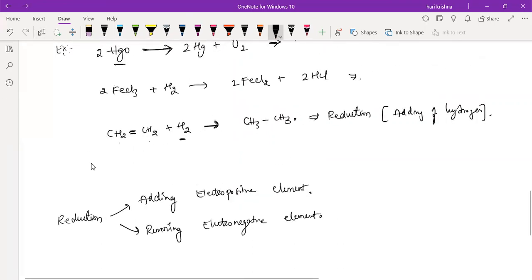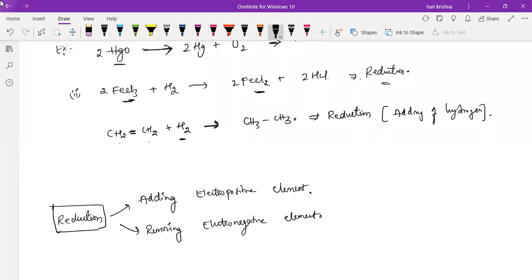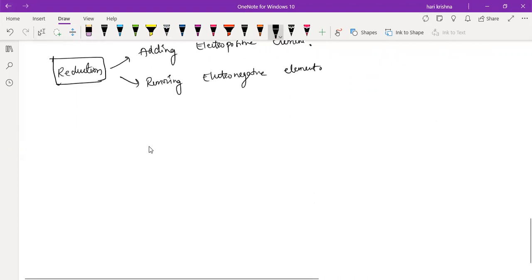So if you take the example here, FeCl3, is chlorine an electropositive element or an electronegative element? Sir, electronegative. So what is happening in the second example? Whether we are removing the chlorine or adding the chlorine here, we are removing the most electronegative element, right? So removing one chlorine from the Fe, it is forming FeCl2. That means it is also reduction. So removing of an electronegative element or adding of an electropositive element is called reduction. Any doubts up to this? No, sir, no doubts.